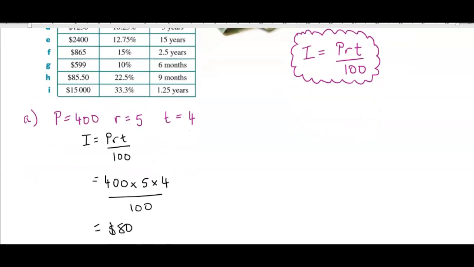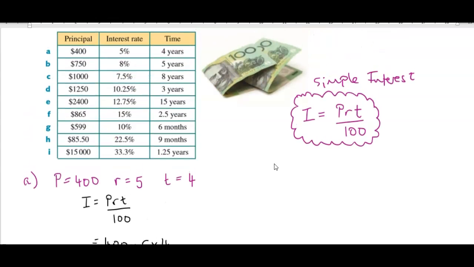All right, I might just do one more. Okay, let's have a look at doing I. We'll do the last one, and you can go ahead and do every single one in between. Okay, so P equals 15,000. Your interest rate is 33.3. That's a very high interest rate. And your time is 1.25. It doesn't matter what the values are, even though you've got decimals there, we still write them as they are. So I equals PRT over 100.